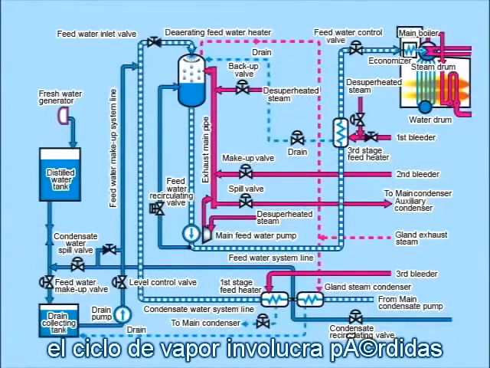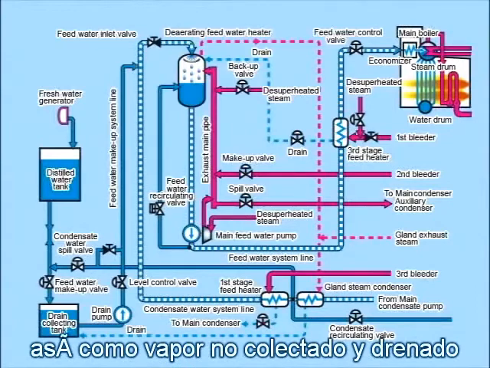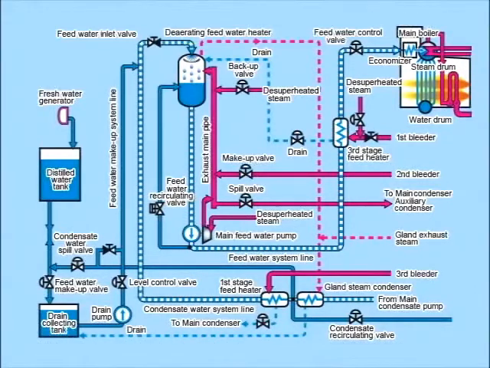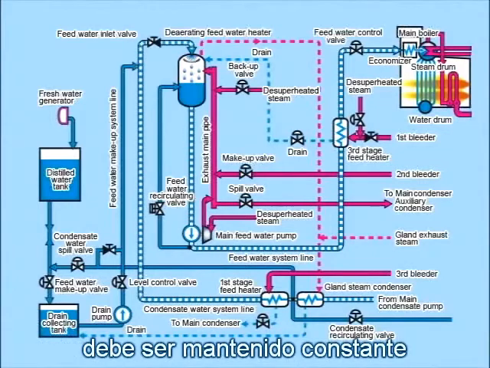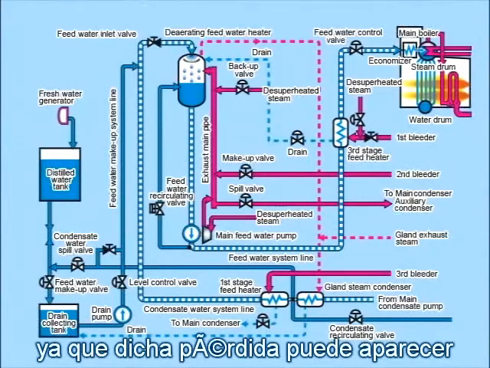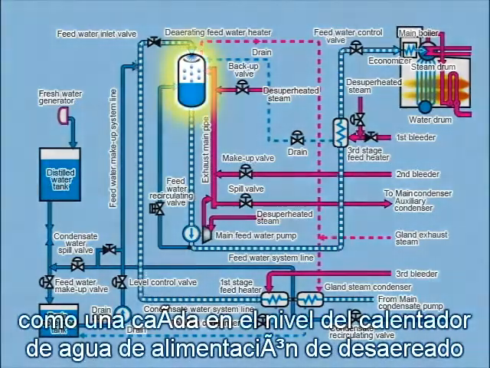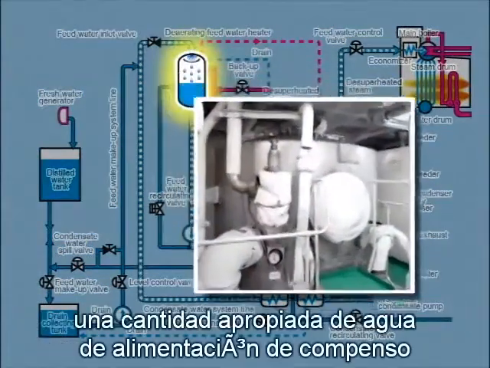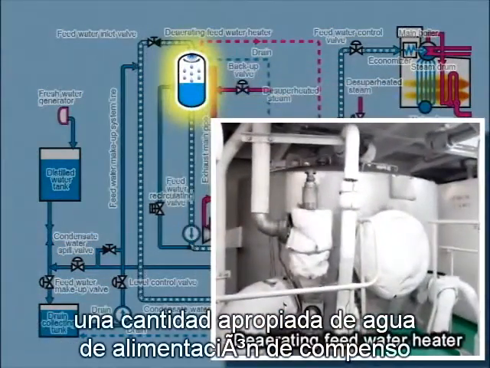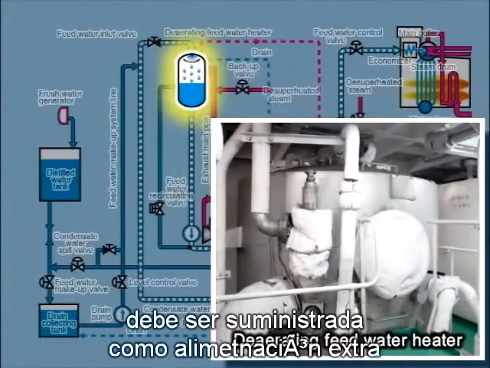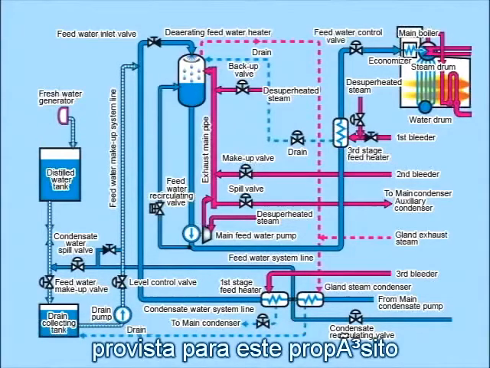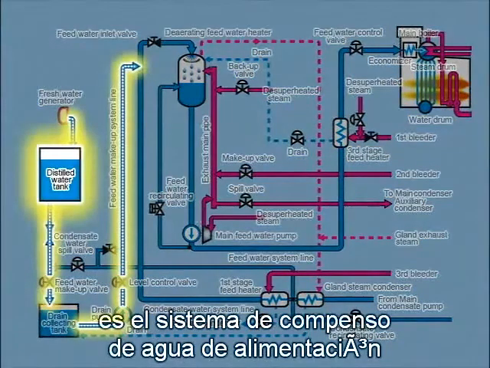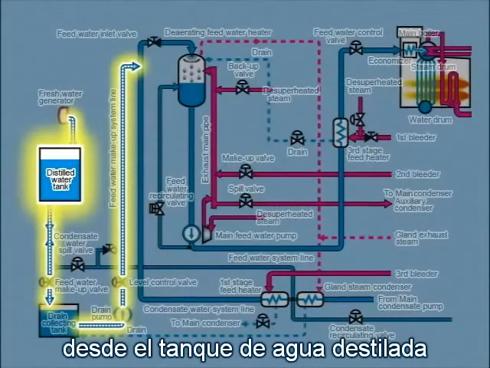The steam cycle involves losses such as uncollected steam and drain, among others. Condenser and boiler water levels must be kept constant. Since such a loss appears as a drop in the deaerating feed water heater level, an appropriate amount of make-up feed water should be supplied as extra feed by detecting the drop. Provided for this purpose is the feed water make-up system from the distilled water tank.